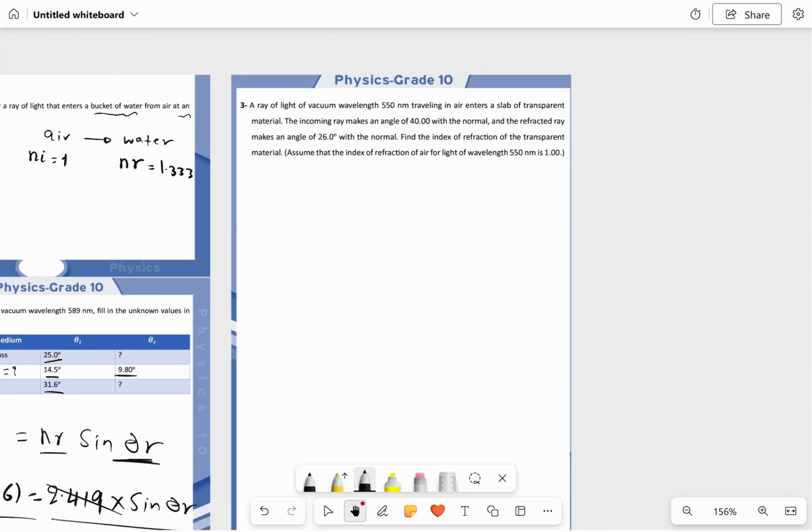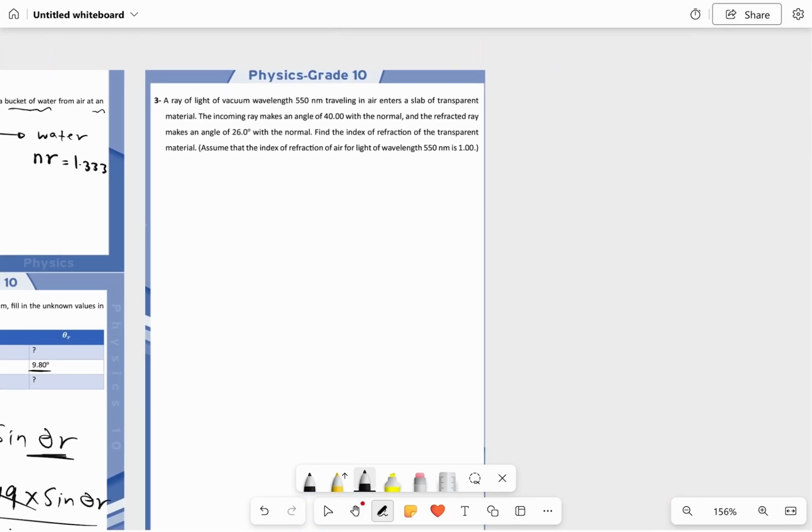We have question 3. A ray of light of vacuum wavelength 550 nanometer traveling in air enters a slab of transparent material. So we don't know what material that is, so we're going to find NR. But we know that Ni is equal to air, which is 1, because it says traveling in air enters a slab of transparent material.